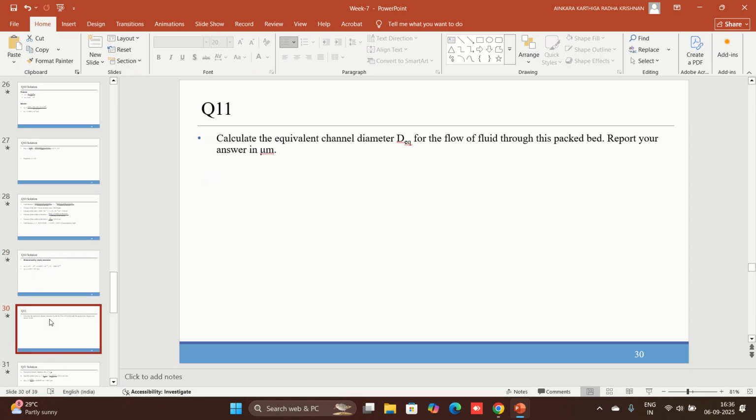Now we will go to question 11. Calculate the equivalent channel diameter for the flow of fluid through this packed bed. Report your answer in micrometer. So we are asked to now find the equivalent channel diameter DEQ for the flow through this particular packed bed, and we are asked to give the answer in micrometers. So we will do that now.